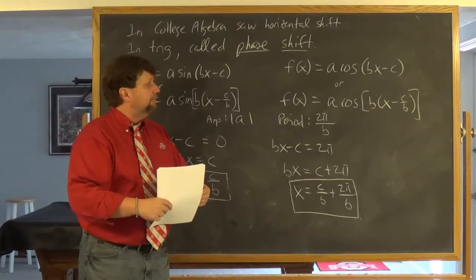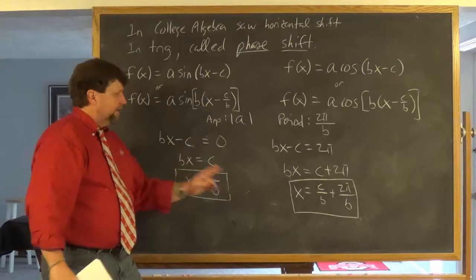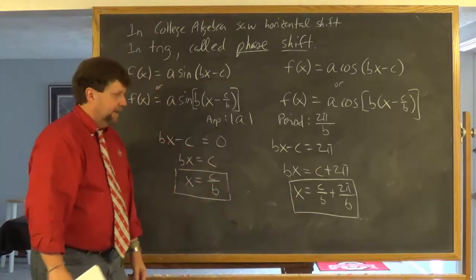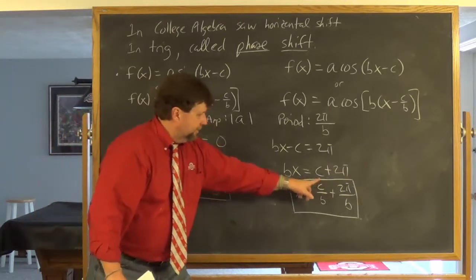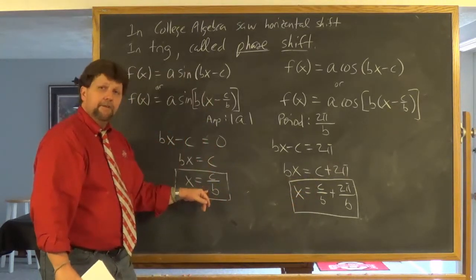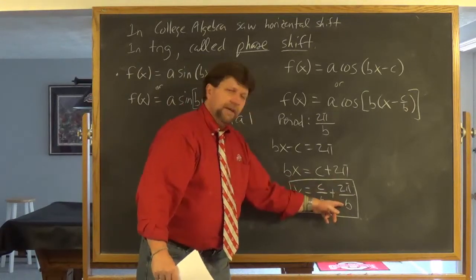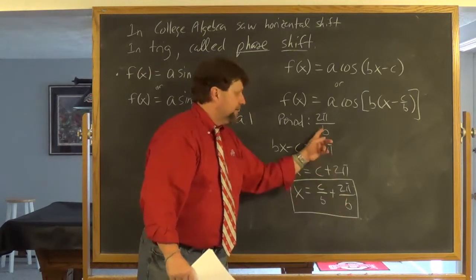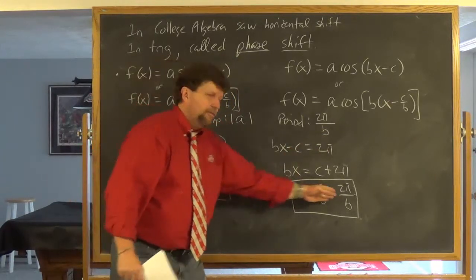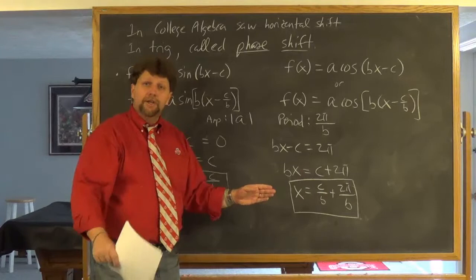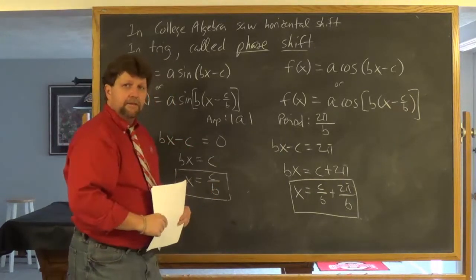I have to point out one more thing. Notice that the right endpoint is nothing more than c over b, that's the left endpoint, plus 2 pi over b. 2 pi over b is the period. Intuitively, that should make sense. The right endpoint of one period should be the left endpoint plus whatever the period is.